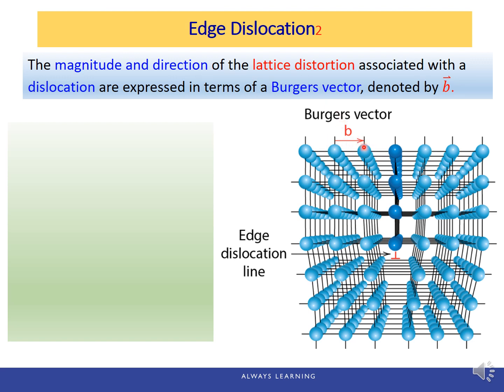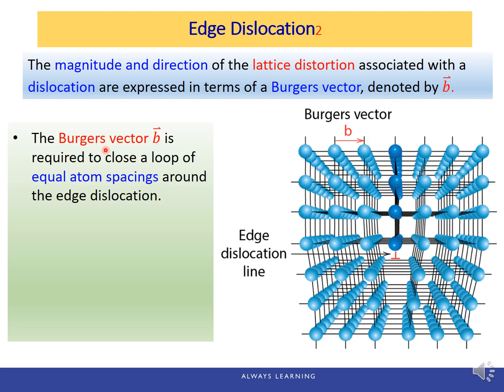How do we figure out the Burgers vector then? Well, to find the Burgers vector, it is required to close a loop of equal atom spacings around the edge dislocation. So we are going to construct a loop, or draw a loop, along the lattice edges and around the edge dislocation. You will see, and then we need to close the loop.